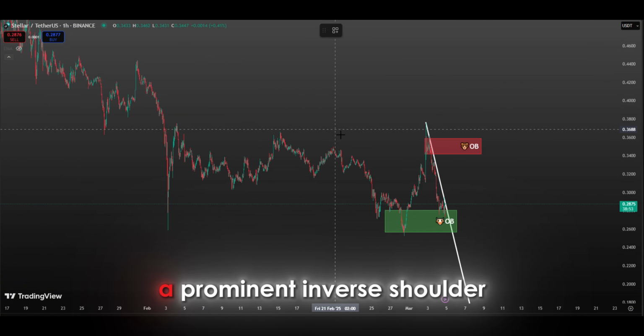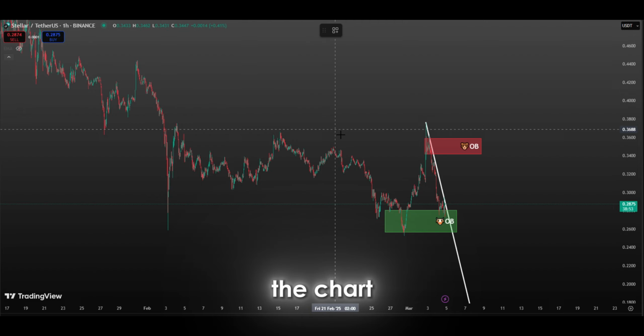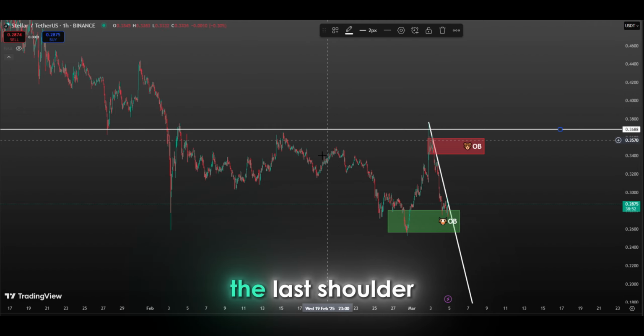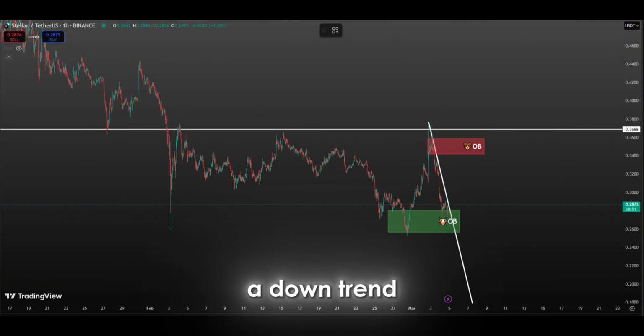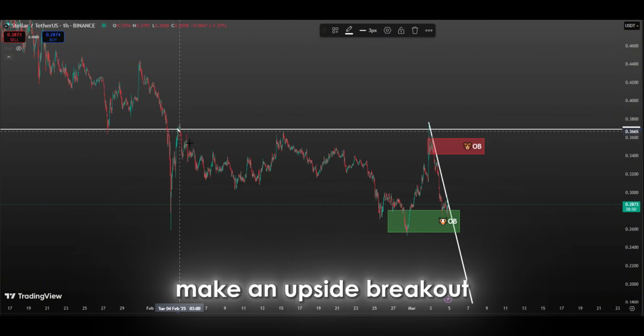A prominent inverse shoulder-head-shoulder pattern has formed on the chart, and the price is now making the last shoulder of the pattern. This is a strong reversal pattern that usually indicates the end of a downtrend, and the price is preparing to make an upside breakout.